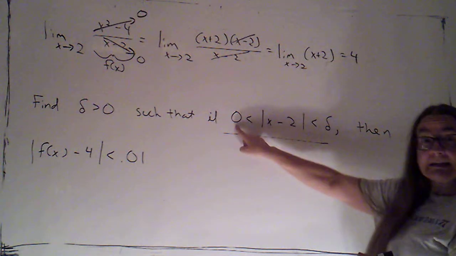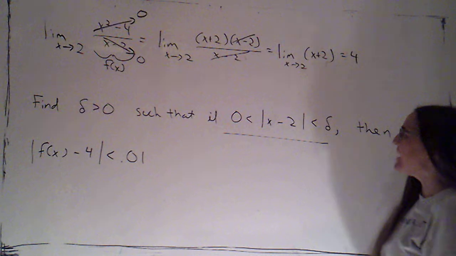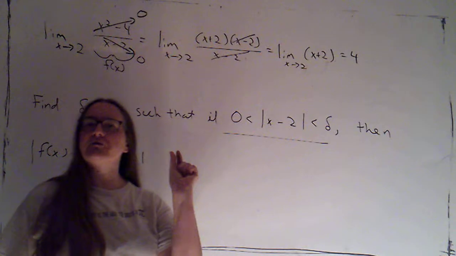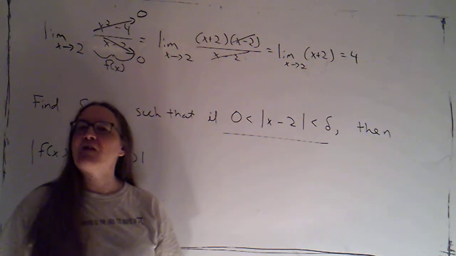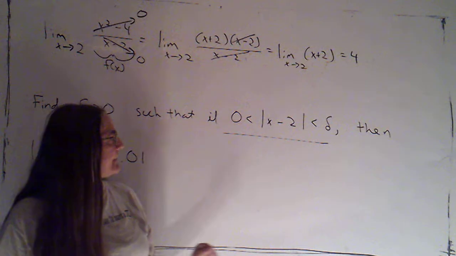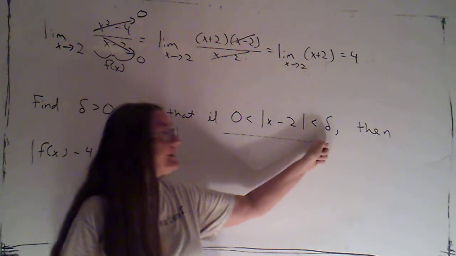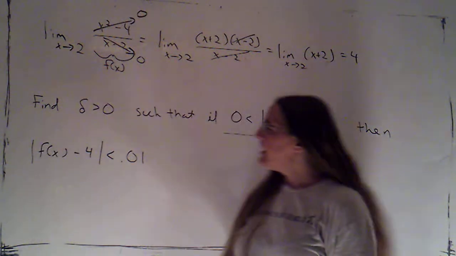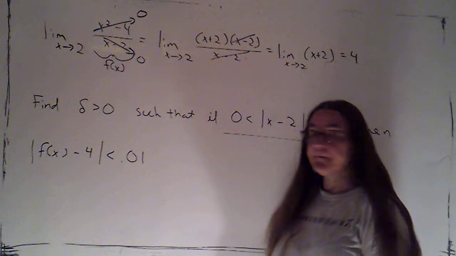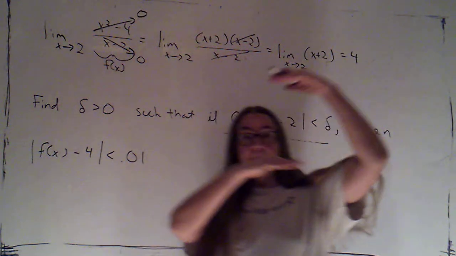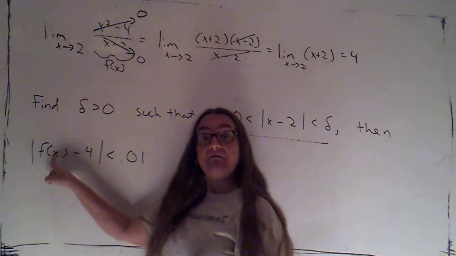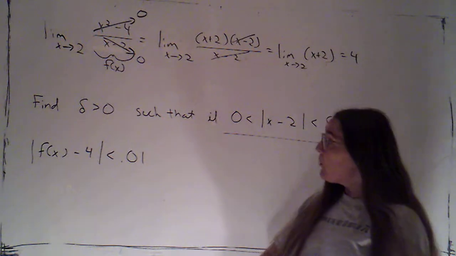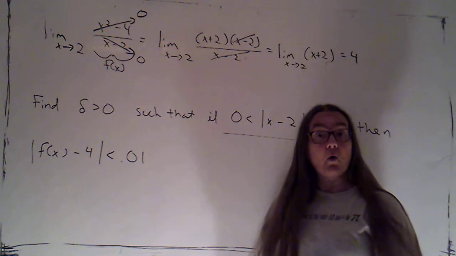So that's saying that x isn't 2 because it's some positive distance away from 2, but it's close to 2, where delta is our standard of closeness, or our tolerance for how close we want that x value to be. And we're supposed to find a delta so that if this inequality is satisfied, so if x is close to 2 using delta as a standard of closeness, then this inequality will be satisfied. This absolute value is the vertical distance between f of x, the y value on my function, and 4, the number that we're claiming is the limit. And I want that distance to be less than 0.01.